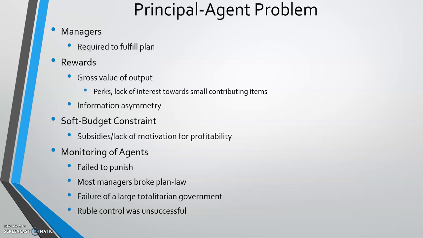And the soft budget constraint was bad since they got subsidies if they couldn't cover costs. This meant profitability wasn't that important for them. Basically, the agents weren't doing what they were told because they couldn't really be punished. Most managers were breaking plan law, so any investigation would show every one of them doing something wrong. This is just interesting to note because this was one of the largest totalitarian regimes in history, and they could not effectively control its managers. They attempted ruble control, which was trying to track all the specific financial interactions and trace them, but that did not work either.